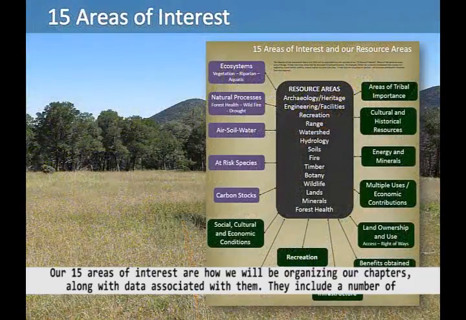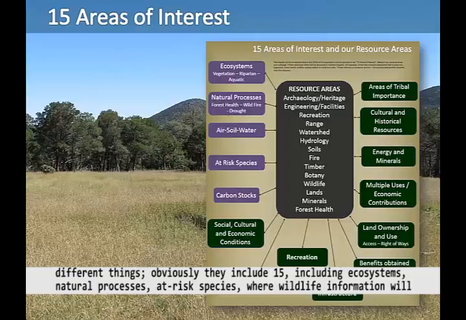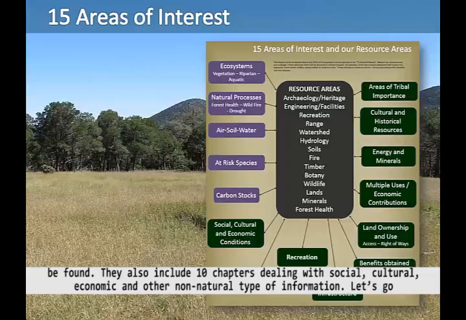Our 15 areas of interest are how we will be organizing our chapters, along with the data associated with them. They include a number of different things. Obviously, they include 15, including ecosystems, natural processes, at-risk species, where wildlife information will be found. They also include 10 chapters dealing with social, cultural, economic, and other non-natural type of information.